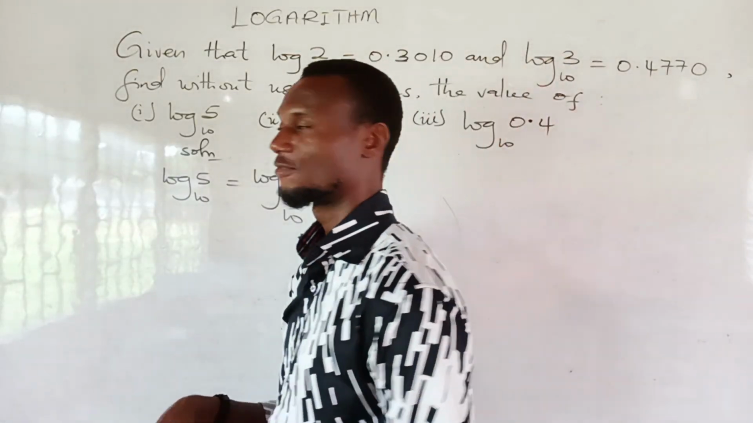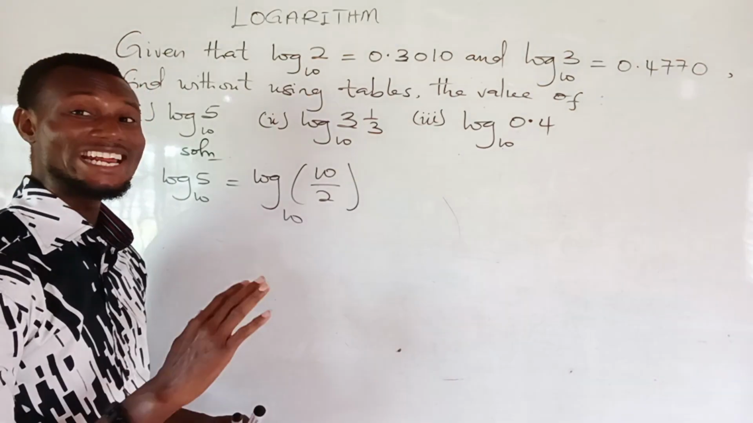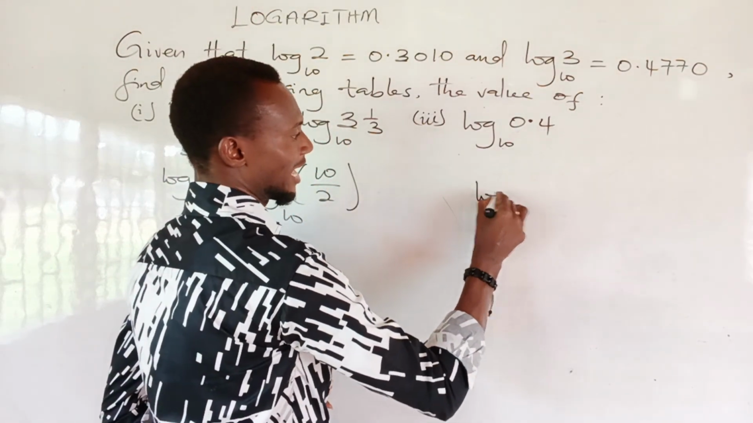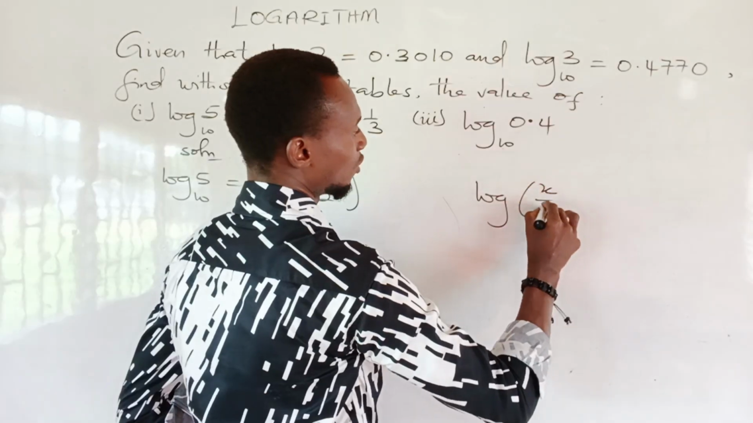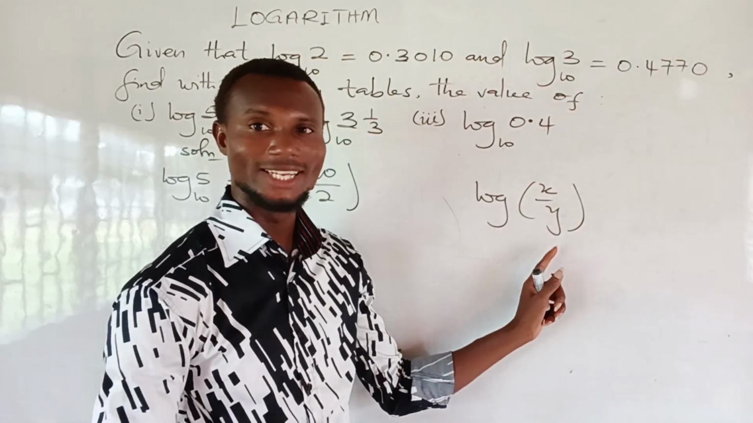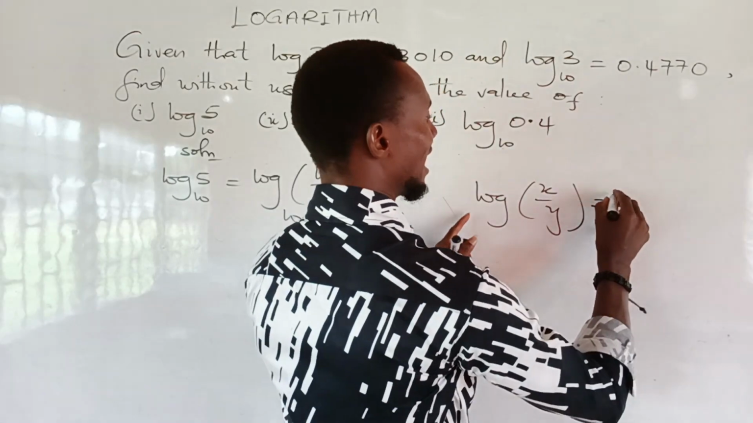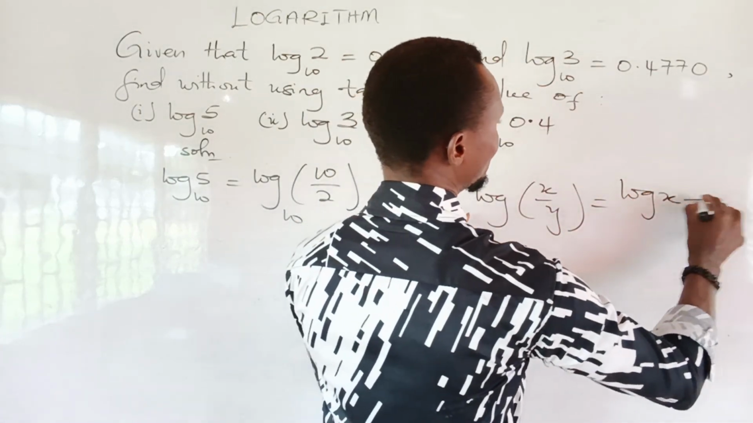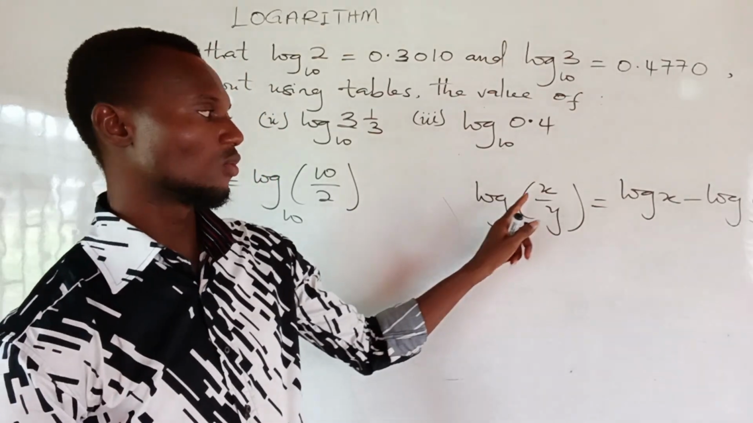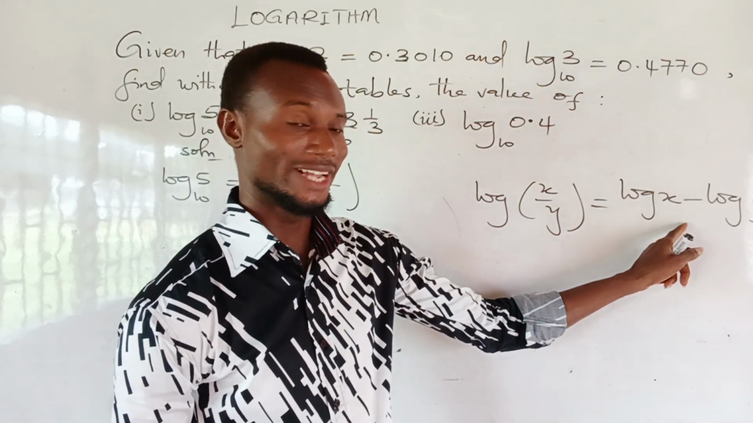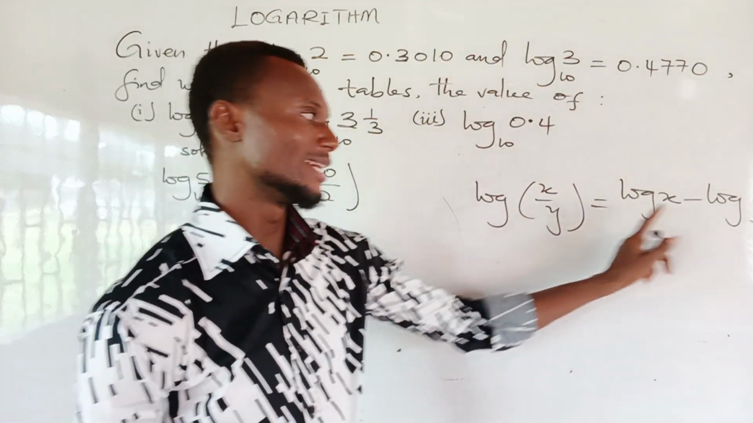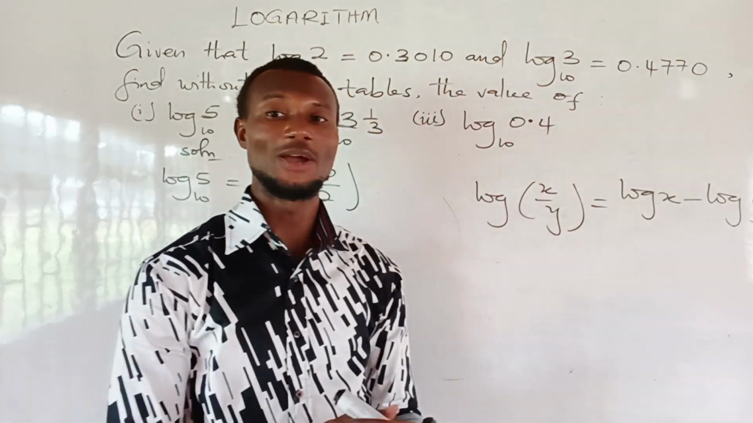Now, just a recap for the sake of those who don't have any idea of the quotient rule. The quotient rule simply says that if I have log s over y, because quotient means division, s over y, it says that I can write it as log s minus log y. So the log will affect the s, that's the log s. You bring your minus sign, then the log will affect the y, that's the log y. So that is the quotient rule.